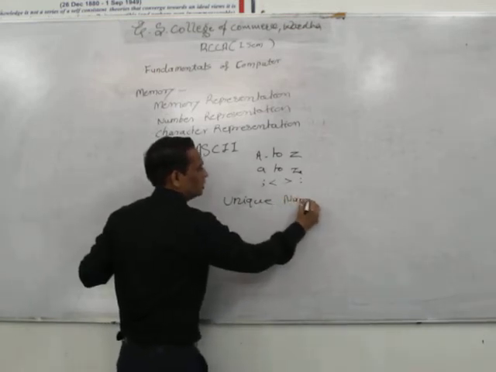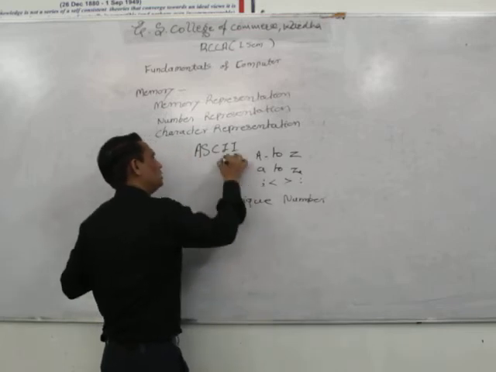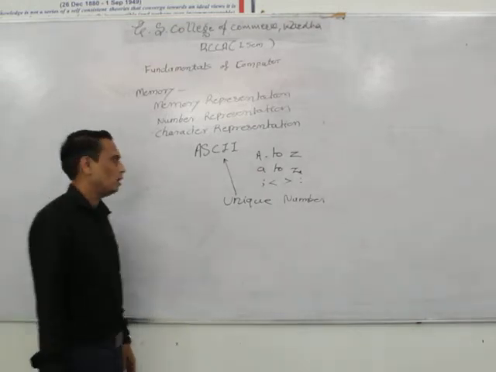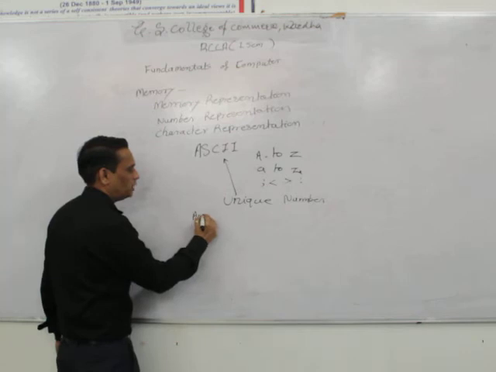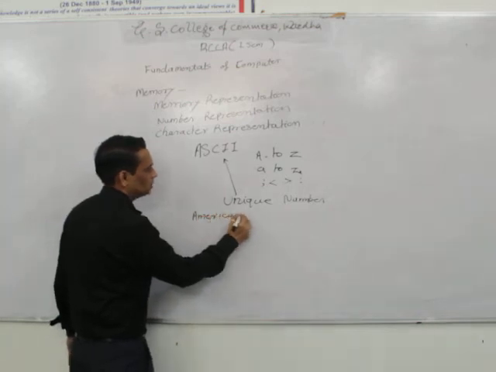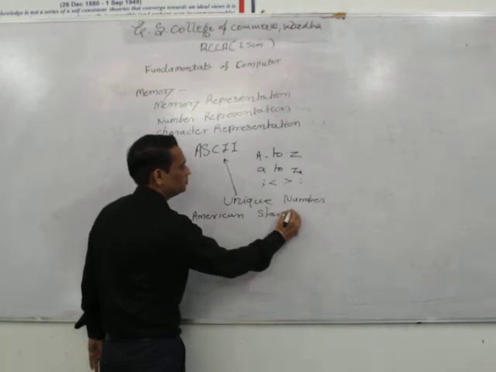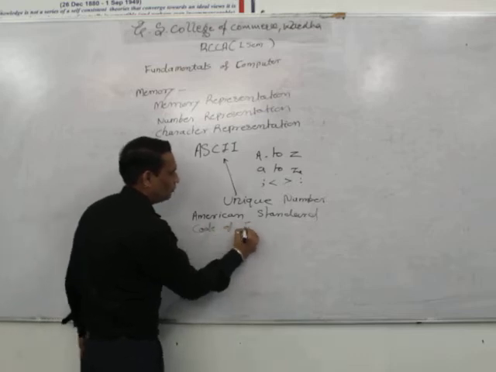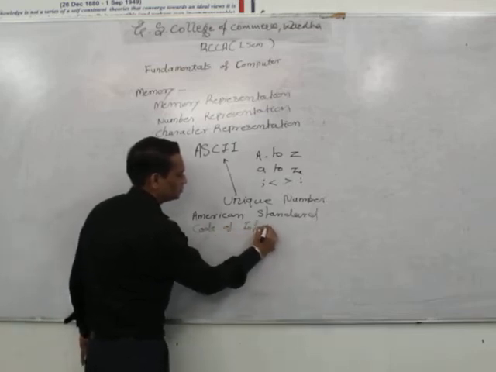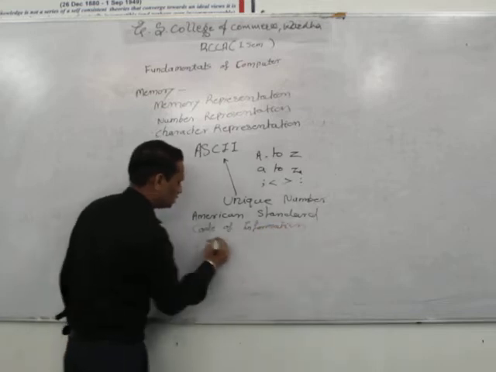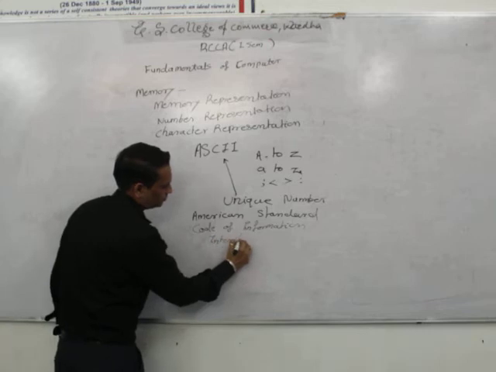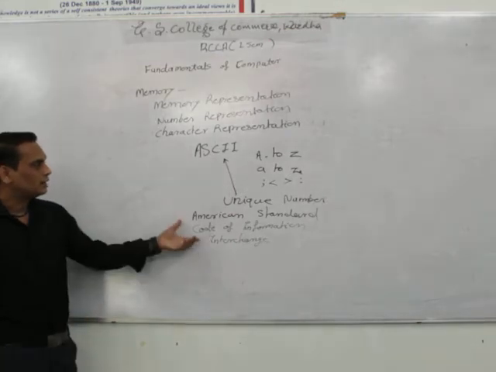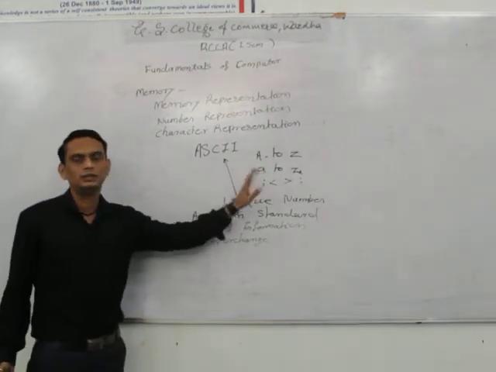number, and that unique number is called an ASCII number or decimal number. ASCII stands for American Standard Code for Information Interchange. Information interchange means that a number can represent a specific character.